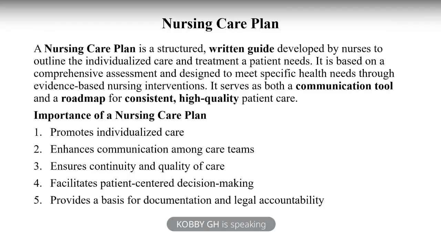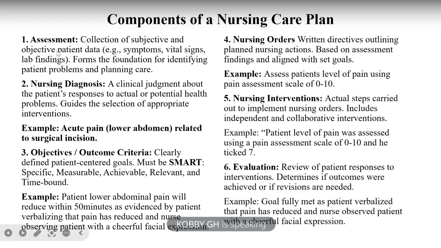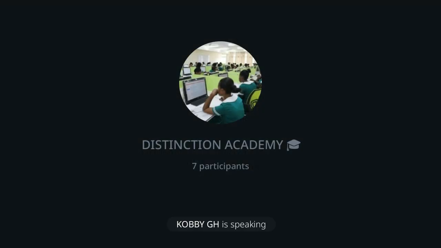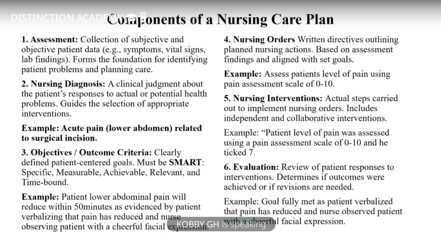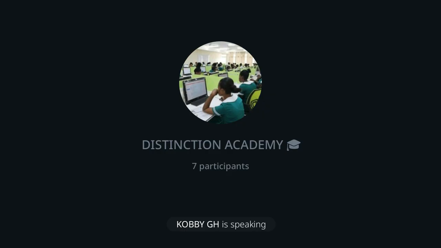So the components of the nursing care plan: we have the first component, which is assessment. The assessment basically is collecting data from the patients. And remember, we mentioned that data can be subjective, and some can also be objective. The whole care plan begins from the assessment. Then we have the nursing diagnosis, like I explained earlier. Nursing diagnosis is the clinical judgment about patients' responses to actual or potential health problems. And in the nursing diagnosis, we have the problem related to the cause, the problem of the patient related to the cause of the problem.